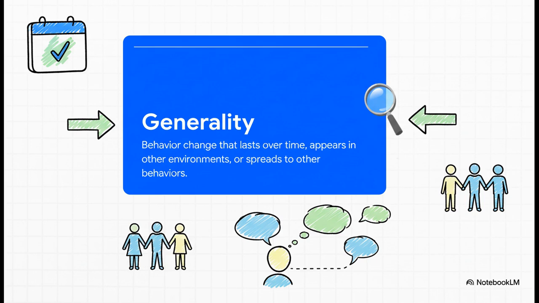This is a big one. It means the skills we teach don't just exist in a vacuum. What good is teaching a child to request a toy during a session if they can't do it on the playground or at home with their sibling? Generality is about creating change that lasts and travels.